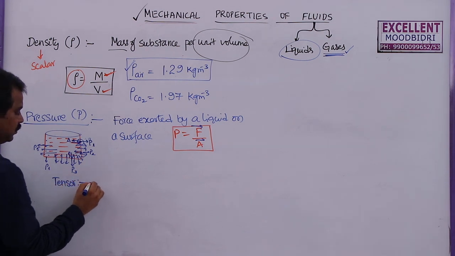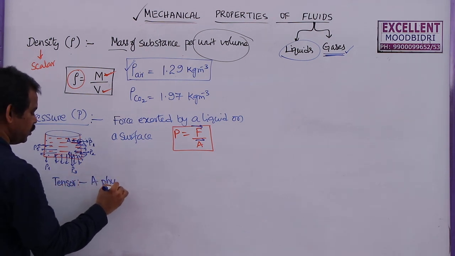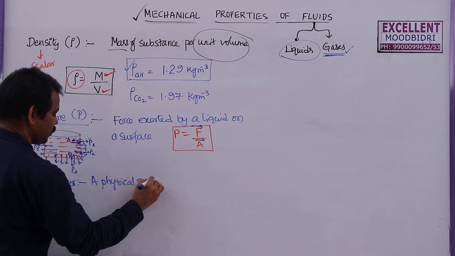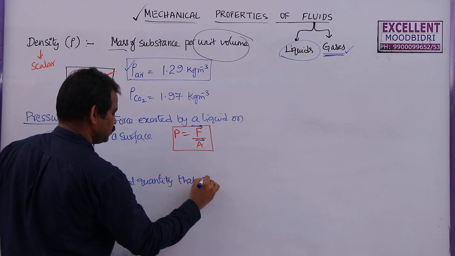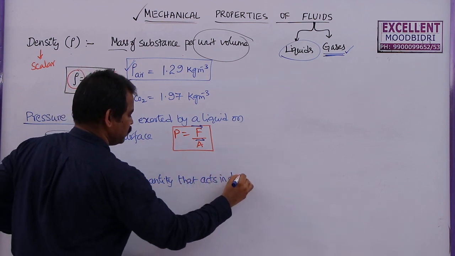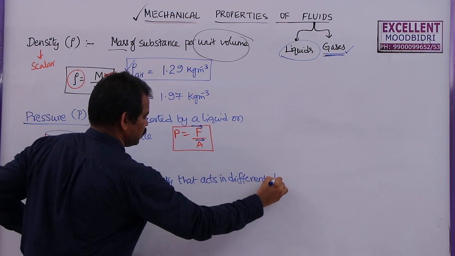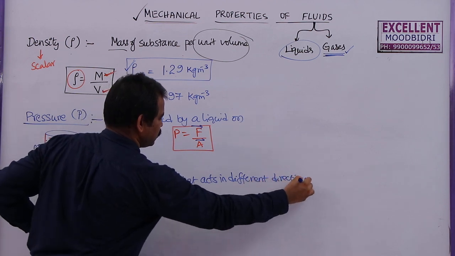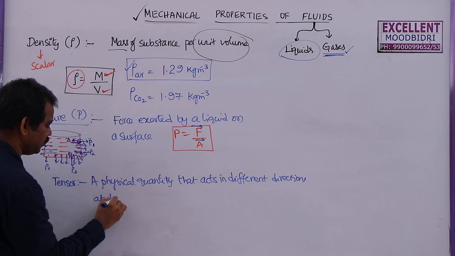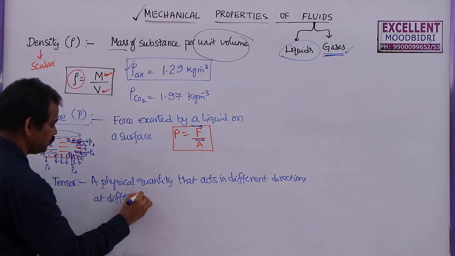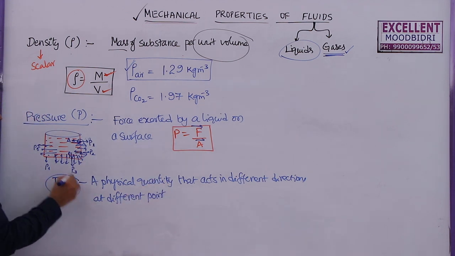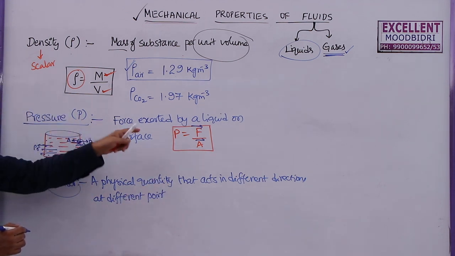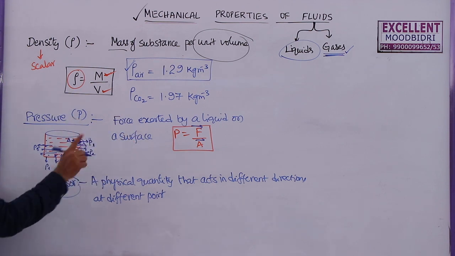So please write down this one, tensor: a physical quantity that acts in different directions at different points of application is known as a tensor. So pressure can be considered as scalar, but exactly speaking, pressure is neither scalar nor vector. It is a tensor.